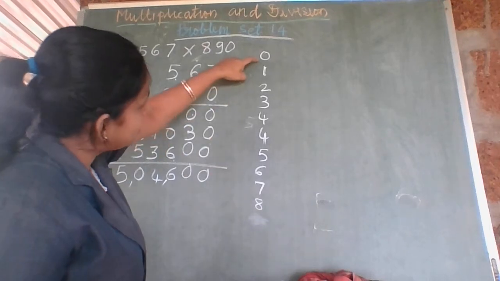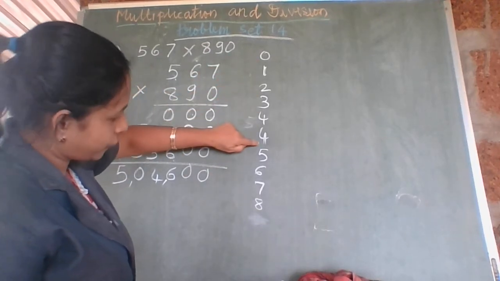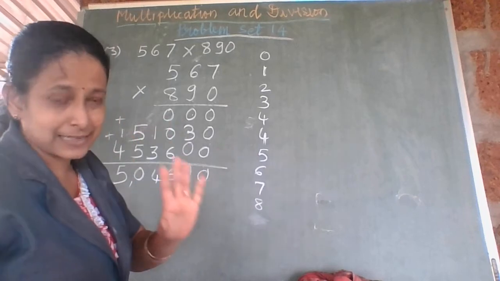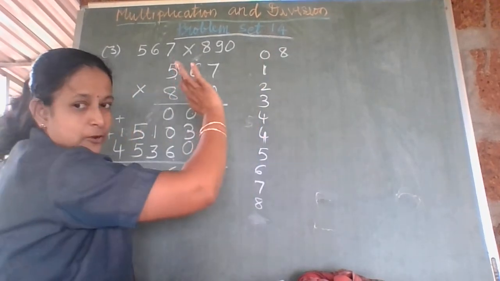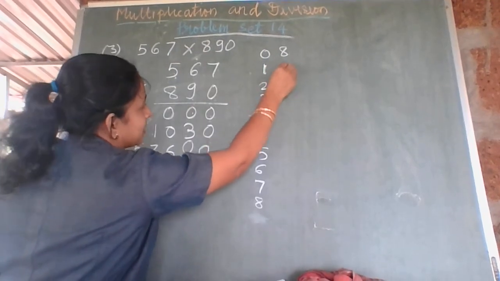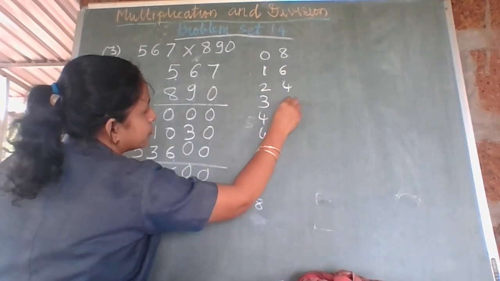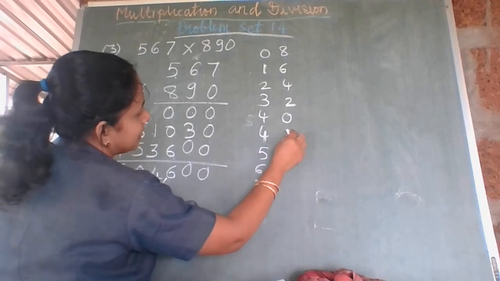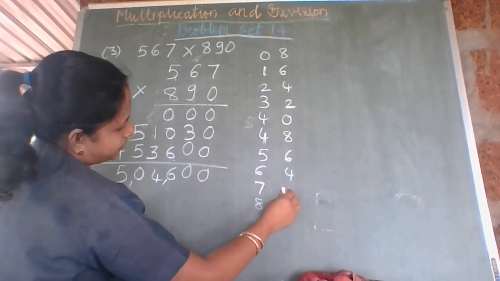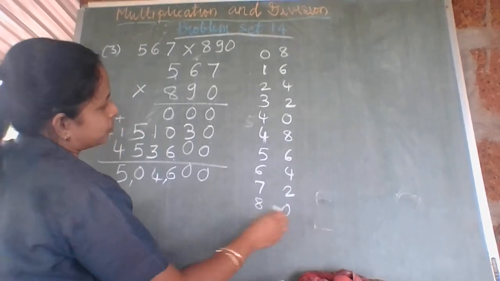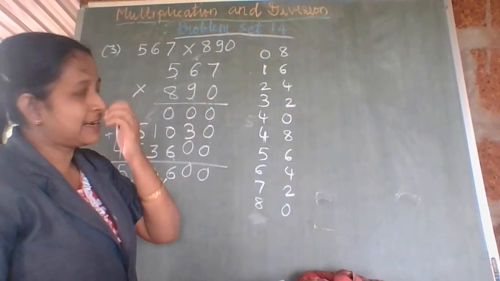So what you have to write? 0, 1, 2, 3, 4, 5, 6, 7, 8, like this. Now here you have to write 8. Okay, 0 does not have any value. So 8, then you have to write 6, 4, 2, 0, then again 8, 6, 4, then 2 and then 0. So if you see, the table of 8 is completed.